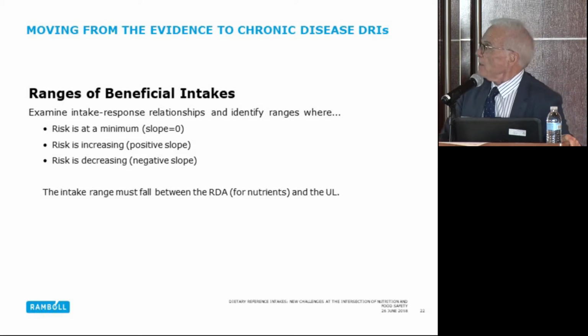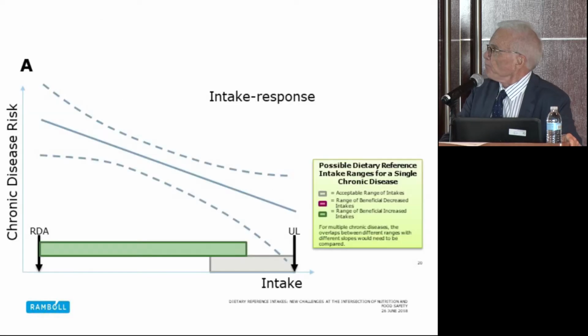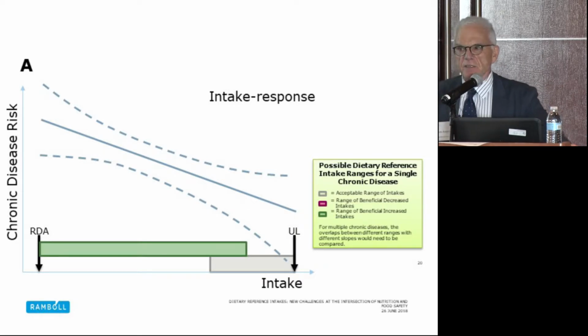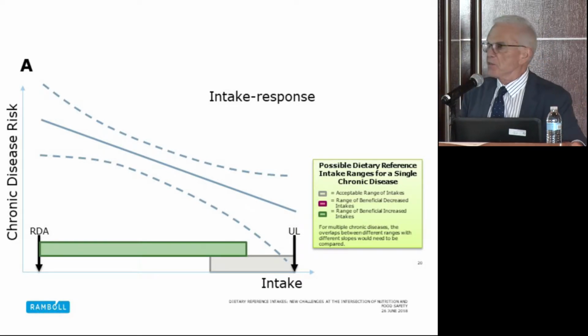Now, getting finally to the intake response, here you need to look at, we know that risk will change with dose or intake, and you have to have some evidence here to establish a DRI. We look basically at the slopes of these intake response curves, and if the slope is constantly zero, then there's no effect. If they're increasing or decreasing, then there is an effect in one direction or another.